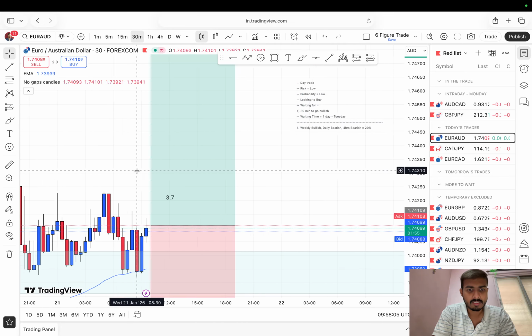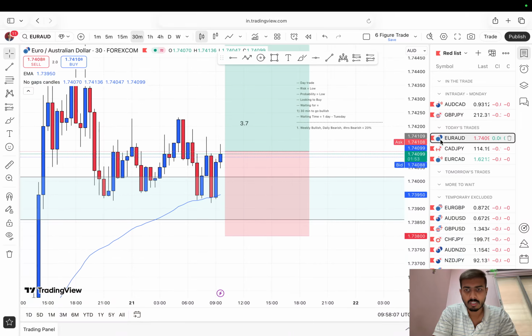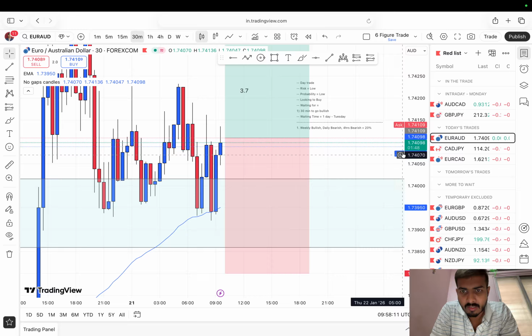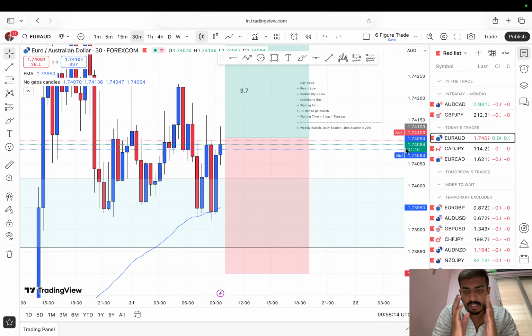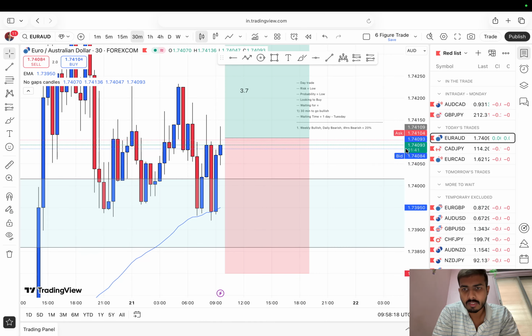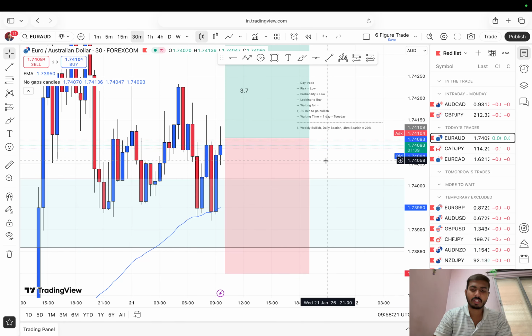I'm just waiting for this candle to close above this candle. I'm waiting for the 30-minute candle to close above this candle within 1 minute. If that candle closes above this candle within 1 minute, we're going to take the buy trade, and I'm very much ready to take the trade. Basically, trading, we can say.